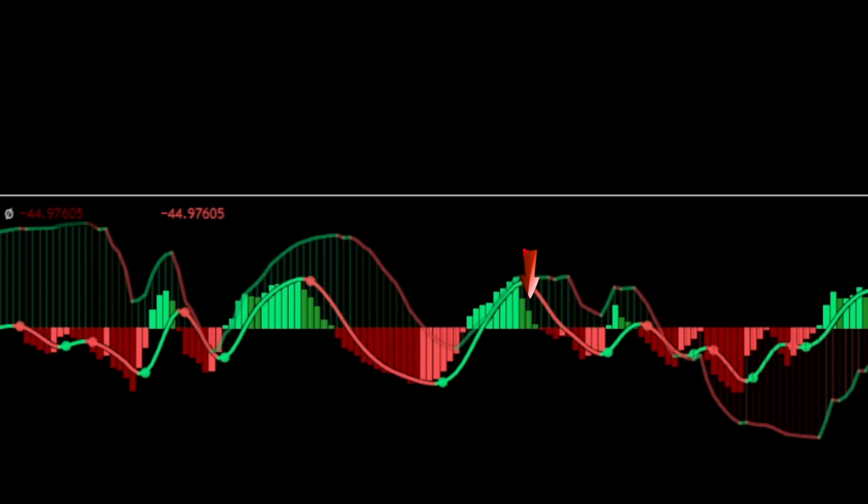Conversely, if the B Xtrender oscillator histogram is light red, it indicates a strong bearish momentum. However, if the color of the B Xtrender oscillator histogram changes to dark red, it indicates that the bearish momentum is starting to weaken.